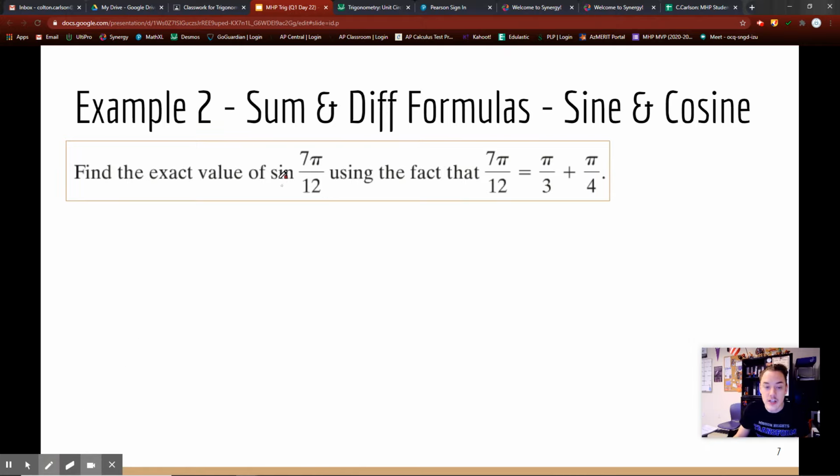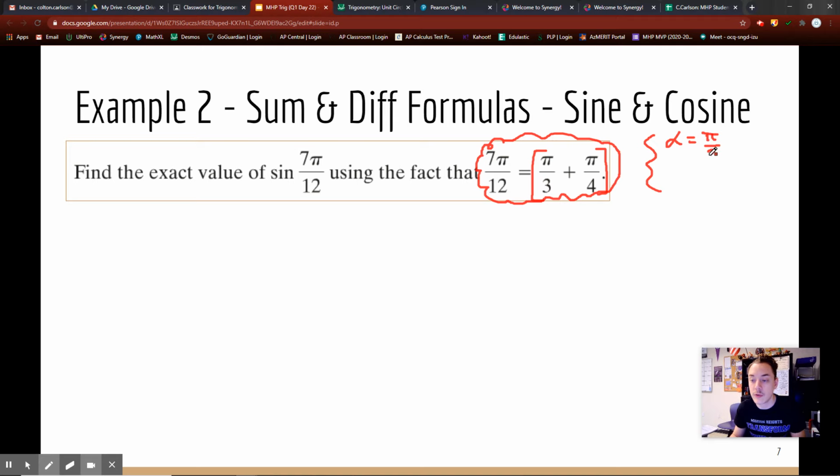So let's actually solve this. Sine of 7 pi over 12, find the exact value of that. Now this is so nice because they actually gave us this. I'm going to be very clear here. Math Excel will more than likely not break this up for you, which really sucks, which means you have to break it up yourself and find this stuff out for yourself. This is nice because that means I can say alpha equals pi all over 3, whereas beta will equal pi all over 4. It doesn't matter which one you make it, but I'm just going to say alpha is pi over 3, beta is pi over 4.